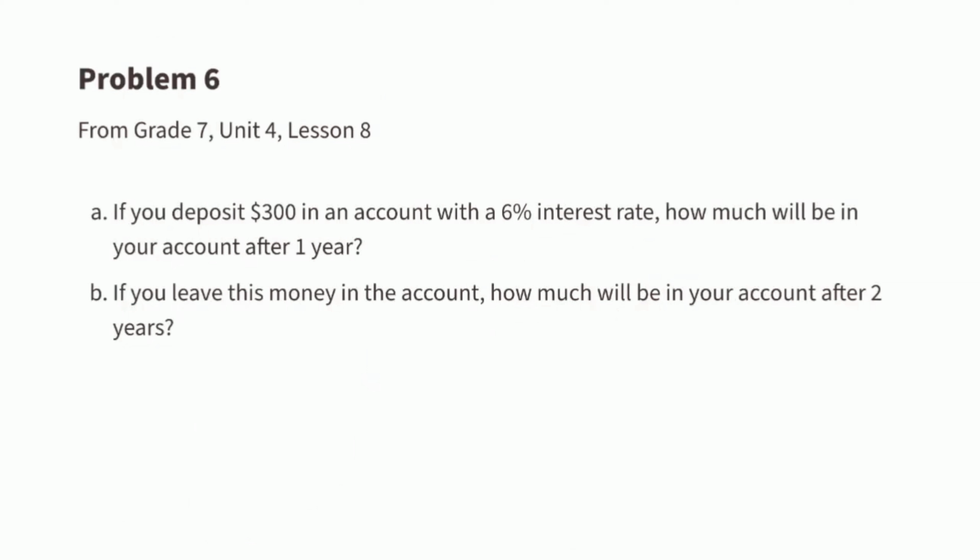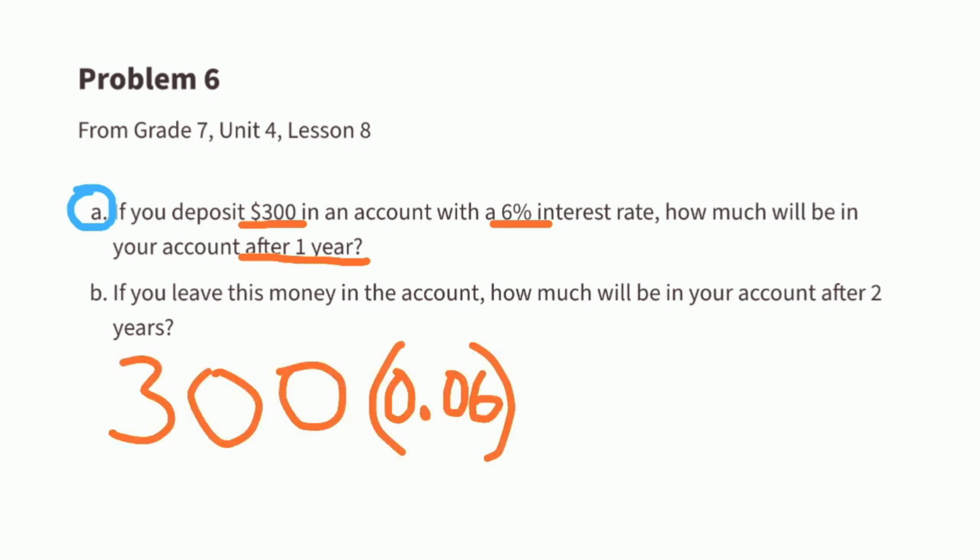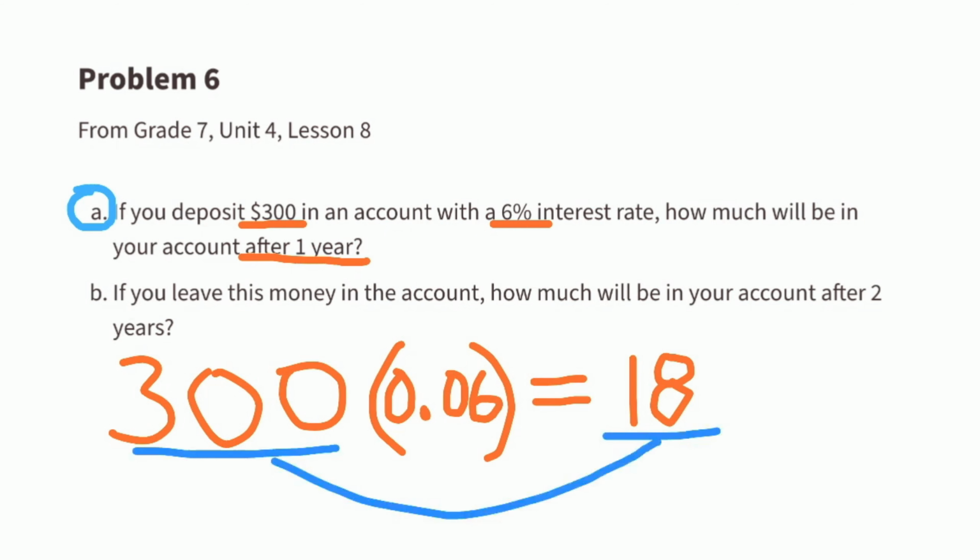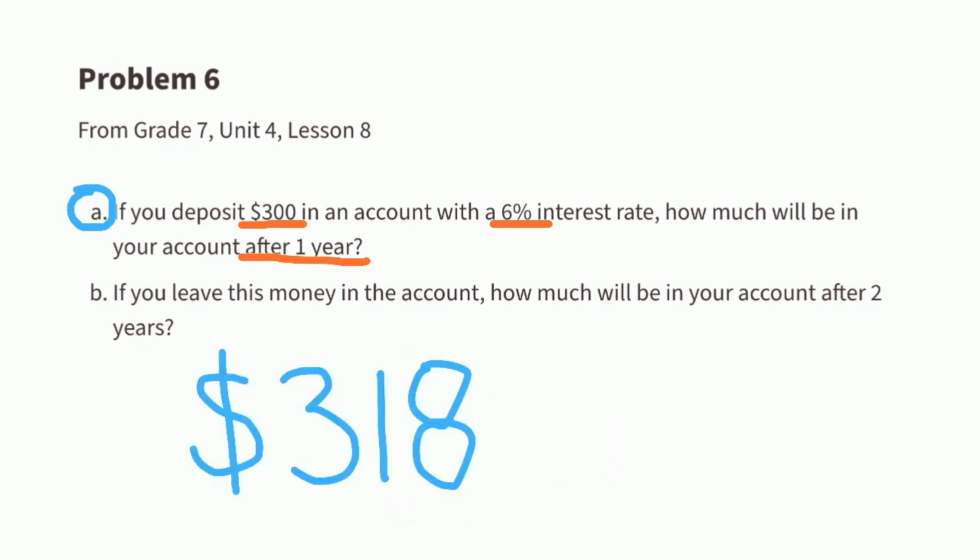Problem number 6, from 7th grade, Unit 4, Lesson 8. A. If you deposit $300 in an account with a 6% interest rate, how much will be in your account after 1 year? That's $300 with a 6% interest rate, or $300 times 0.06, and that's for 1 year. That would be $18 worth of interest in 1 year. So $300 plus $18 equals $318.